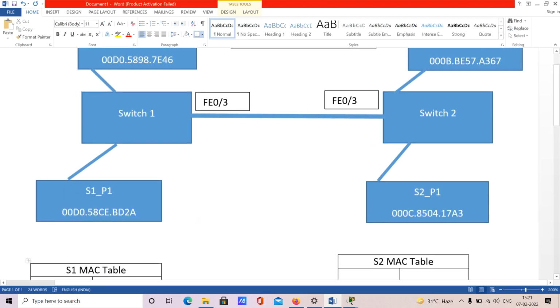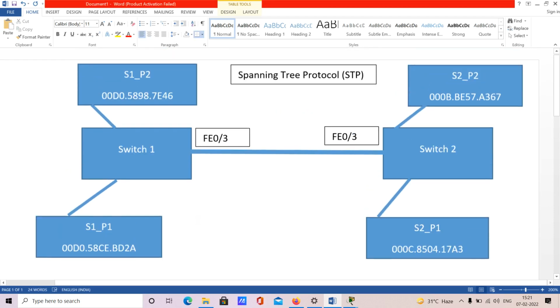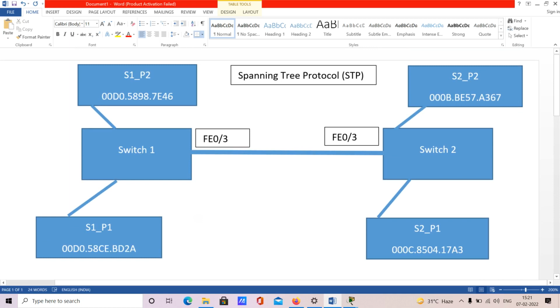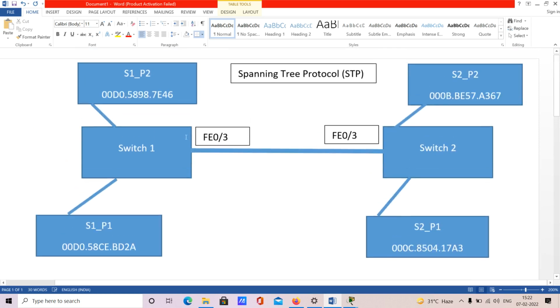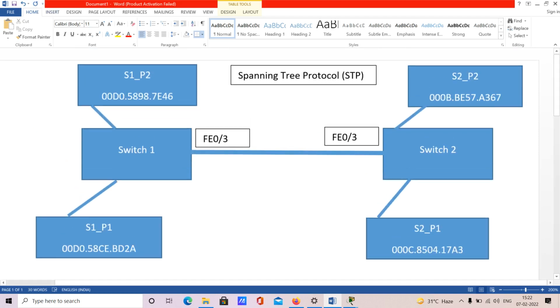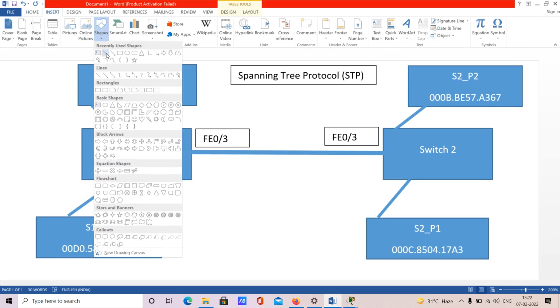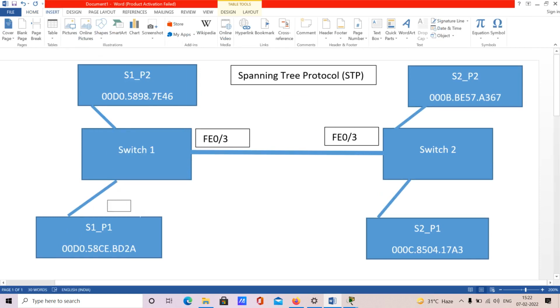So S1 में क्या क्या ऐड होता है ये हम देखेंगे. What are the things which are going to be added in S1? ठीक है, तो यहाँ पे दो फील्ड्स ऐड होती है टेबल पे, इंटरफेस और MAC address. Same here, interface and MAC address. Fine. So let us add the interface first. Quickly let us add the interface.